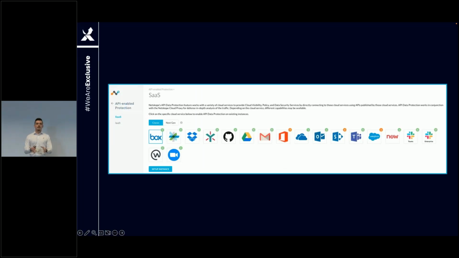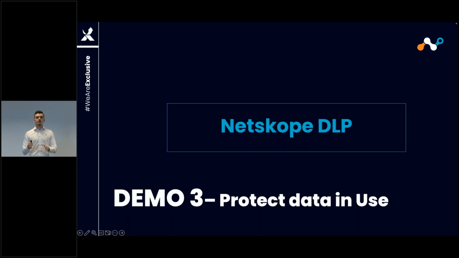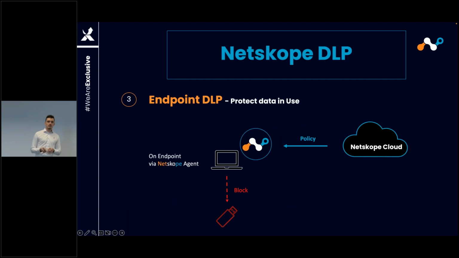Okay, of course, the prerequisite here to actually integrate with IaaS and SaaS is to have proper API connection, as you can see on this slide. Let's go to the last example here, how to protect data in use. So here, and that's really key, we are able to use the Netskope agent that's used to actually steer traffic to the Netskope cloud. But this time we are able to use those capabilities to protect our endpoint.